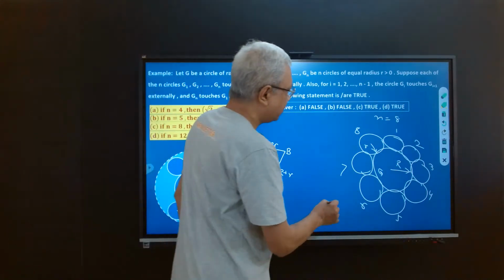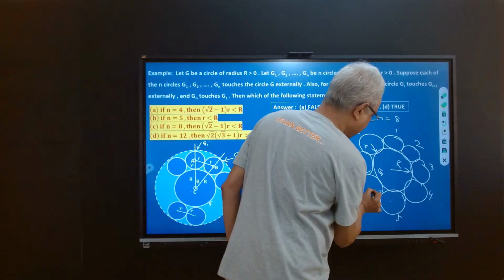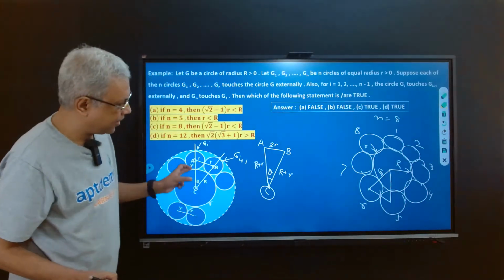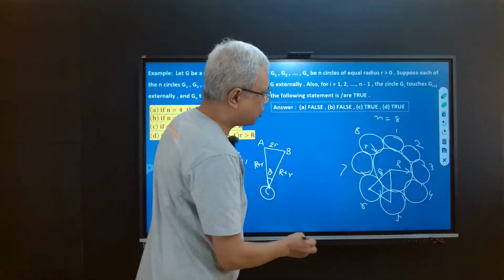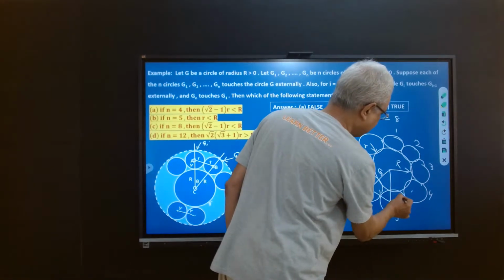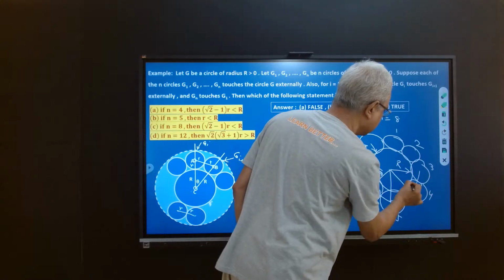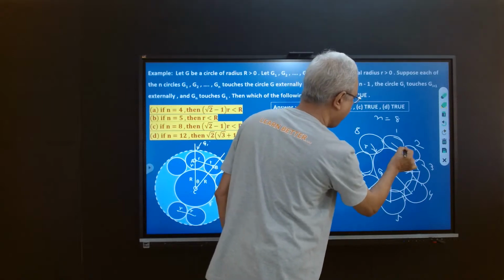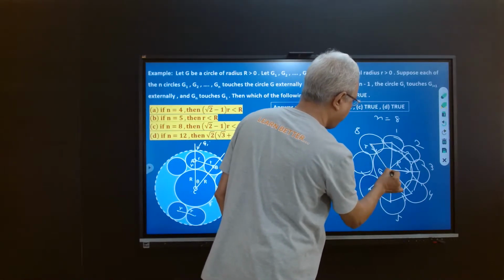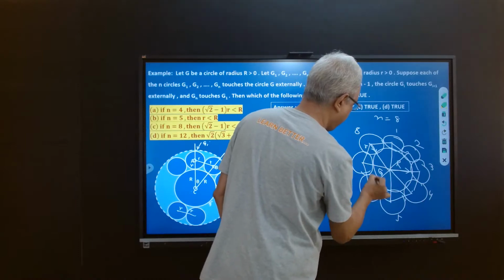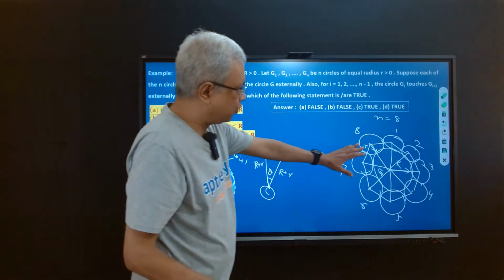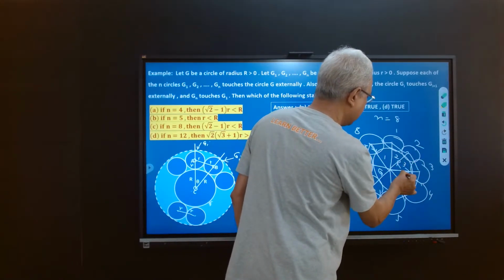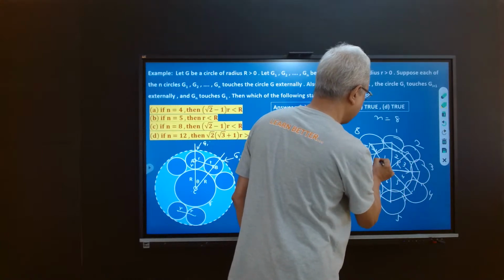Now complete this diagram. Whatever I have drawn over there, again I have reproduced this diagram over here. So I can complete such diagrams for all the adjacent circles. So don't get confused. How many such triangles are there? 1, 2, 3, 4, 5, 6, 7, 8.